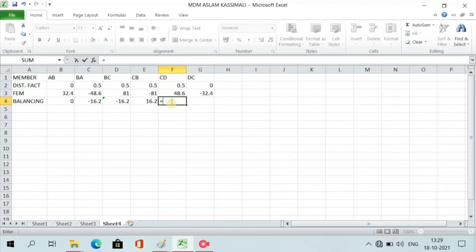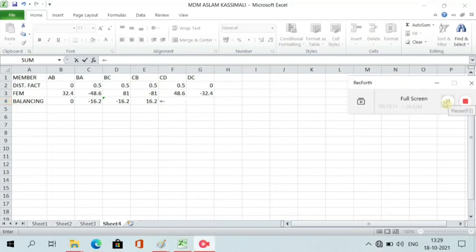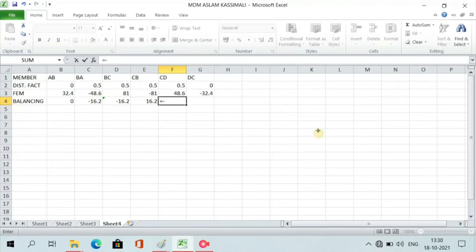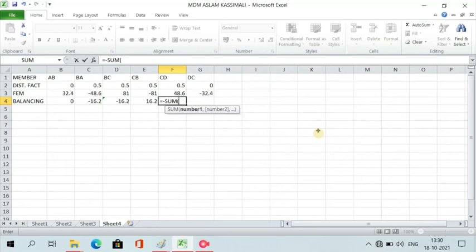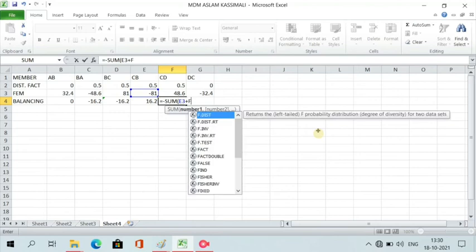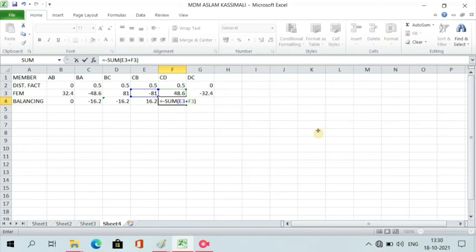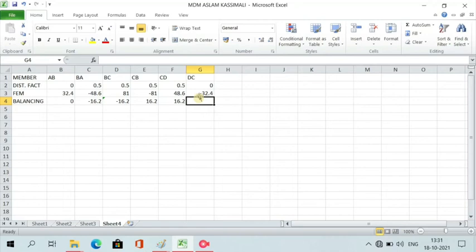Now same way we have to do in this case also. So we will put equal to sign first, then negative sign, then we will write sum, then bracket open, then we need to add E3 plus F3, bracket of, then we need to multiply with distribution factor 0.5, press enter, 16.2.